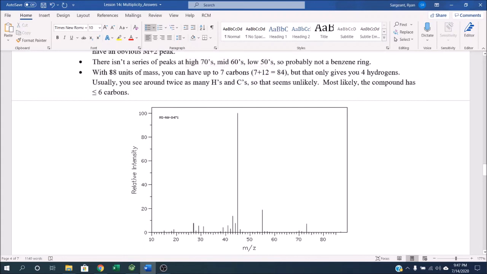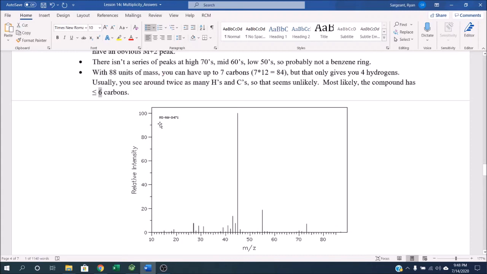So now I have to deal with the fact that there are 88 units of mass. Well, that could be 7 total carbons, because 7 times 12 gives me 84, but that only leaves me with 4 hydrogens to work with. So if there were 7 carbons, I would use up all of my mass coming up with a molecular formula of C7H4. That's weird. Normally you see about twice as many hydrogens as you have carbons. Something like C7 would generally give you 14 hydrogens instead of 4. So the compound probably has fewer than 7 carbons.